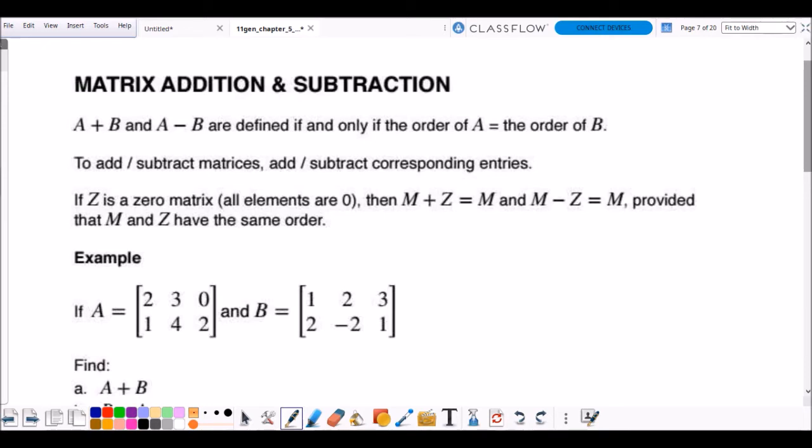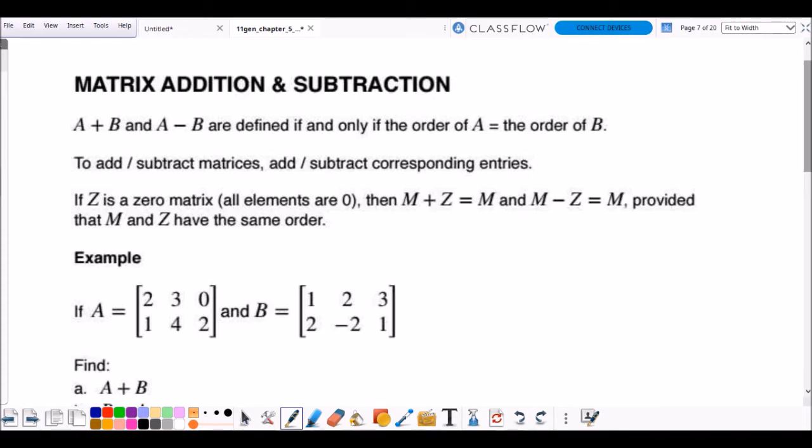Okay, so if you look at this little sentence here, A plus B and A minus B are only defined, which means they can only work if they have the same order. So like I said before, you can only add or subtract matrices if the order is the same. To add or subtract, the idea is it's basically adding and subtracting the corresponding numbers. So to add or subtract matrices, you add or subtract the corresponding elements, or the numbers.